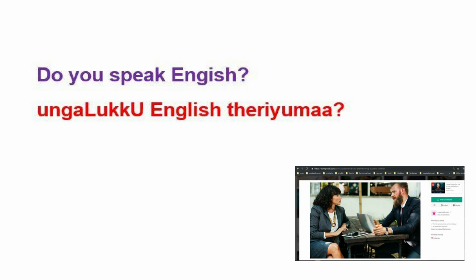Do you speak English? உங்களுக்கு English தெரியுமா? You can see the picture there. Probably that man is asking that lady there, do you speak English or do you know English? That's the exact meaning here.